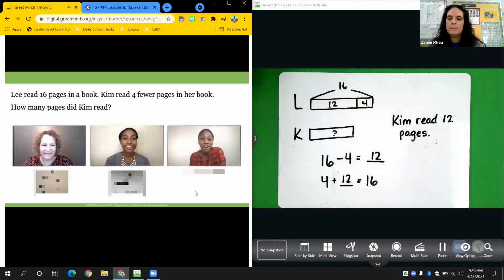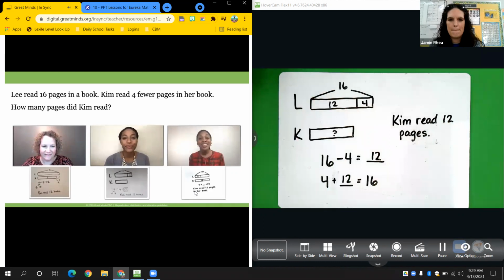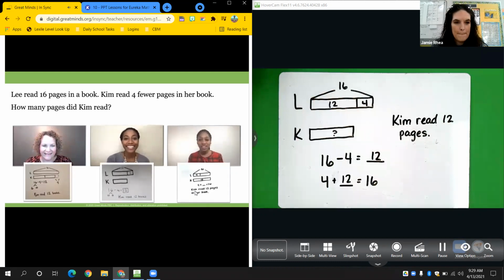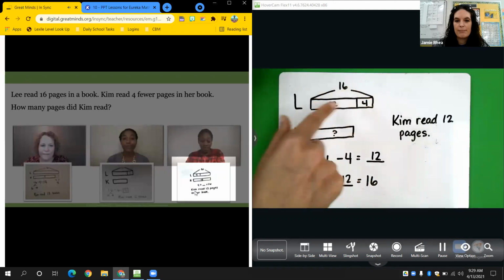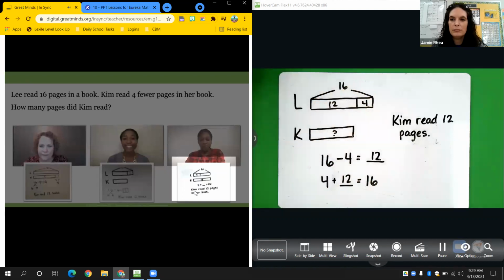Let's see how Mrs. Curry and Miss Keelan solved this problem. Take a look at their work. What similarities and differences do you notice? Let's look at how I solved this problem first. The first sentence in our word problem says that Lee read 16 pages in a book. So I represented the 16 pages with the tape diagram. So I drew Lee's model and labeled it with an L and 16 on top because he read 16 pages.